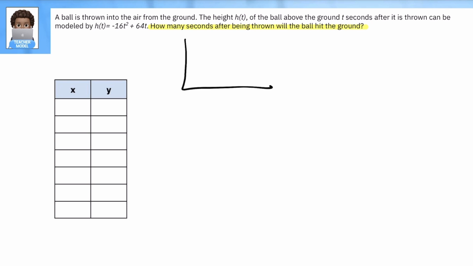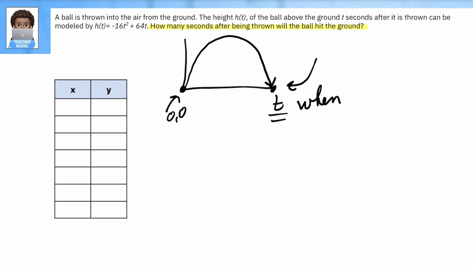So in our story, we're going to start here at 0, 0. We're going to throw a ball, and this is what we want to know. We want to know the when. When does this happen? That's going to be when our y is back at 0. What is our x at that point? All right, so we're going to use our calculator for this. So let me set up decimals so we can get those points.